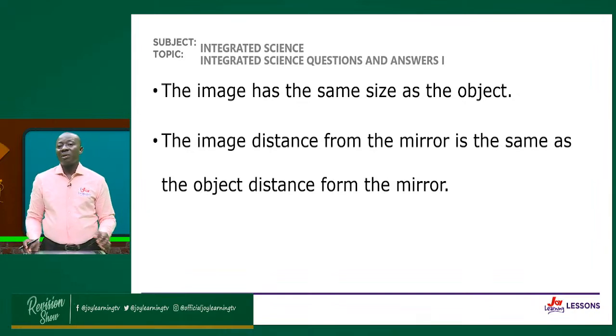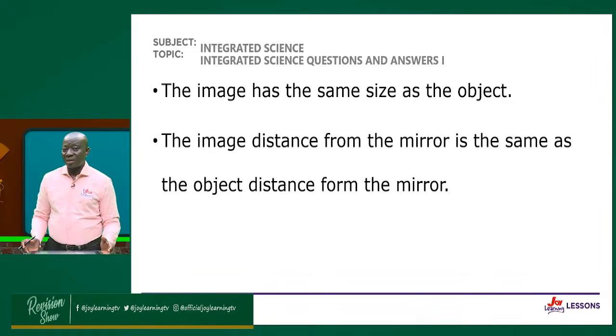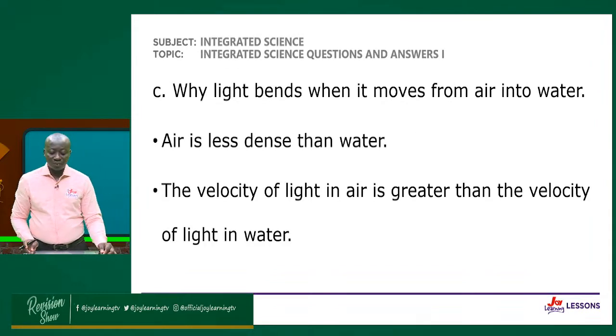The image is erect. The image is virtual. It means you can't touch it. The image is laterally inverted. And then the image distance is equal to the object distance, and the image has the same size as the object. So let's look at the C.